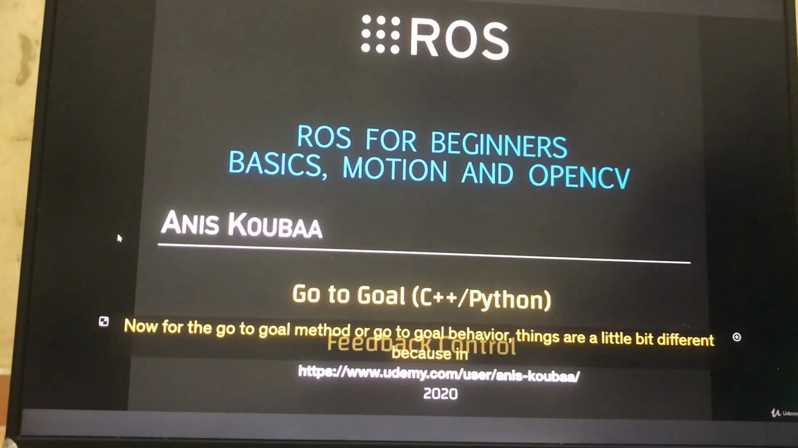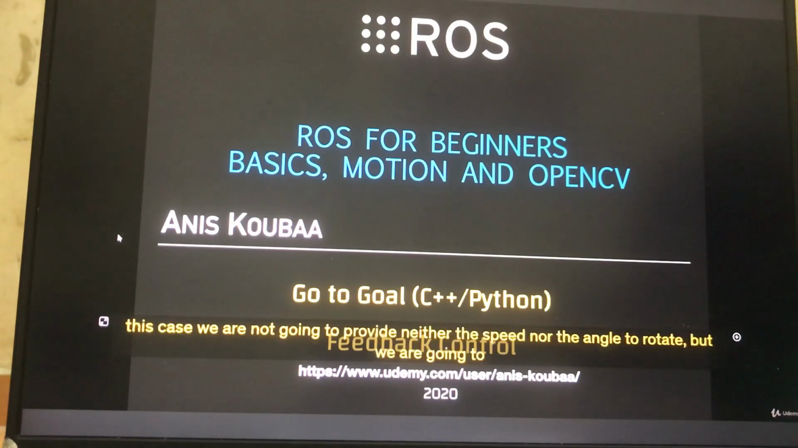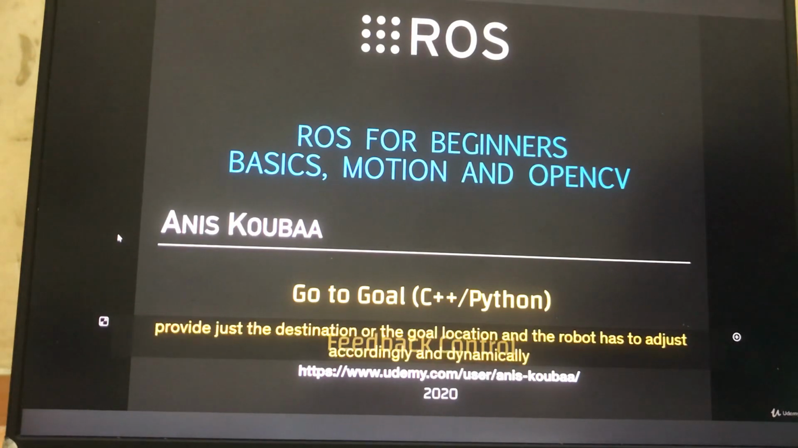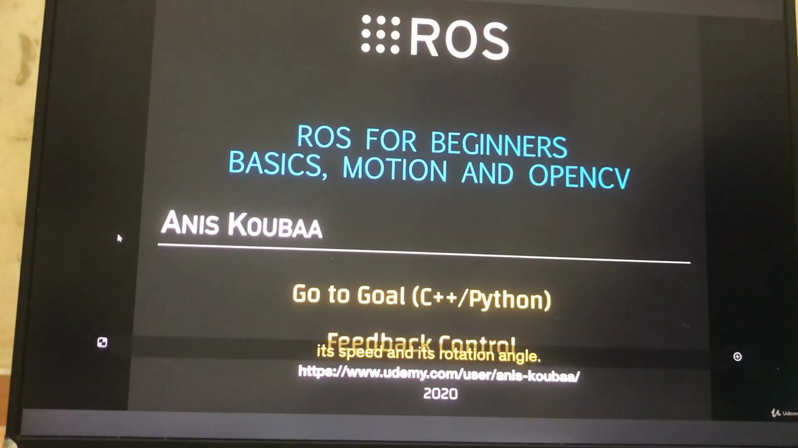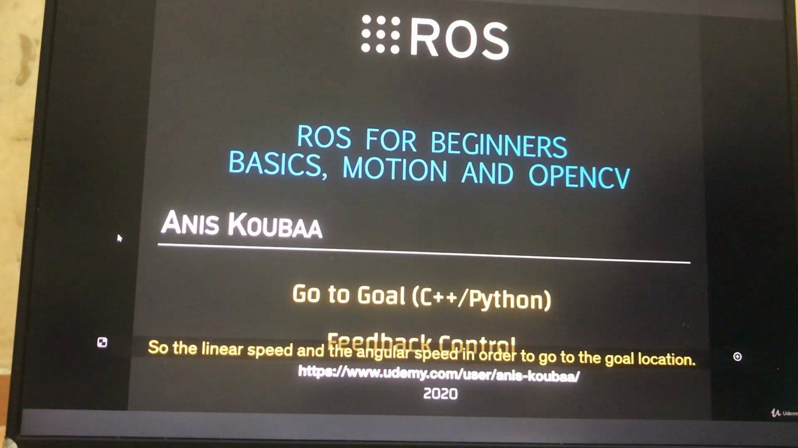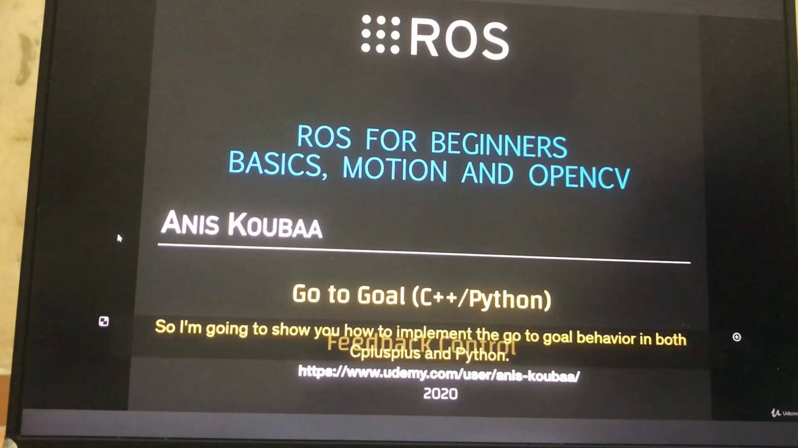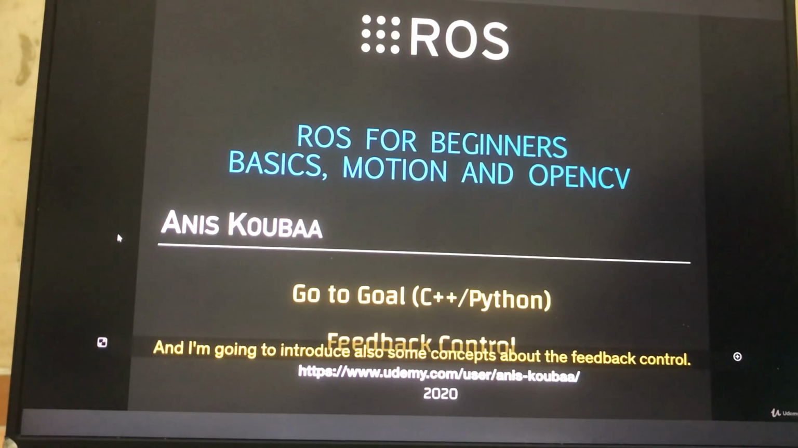Now, for the go-to-goal behavior, things are a little bit different, because in this case we are not going to provide either the speed or the angle to rotate, but just the destination or the goal location. The robot has to adjust dynamically its speed and its rotation angle, so the linear speed and the angular speed, in order to go to the goal location. I'm going to show you how to implement the go-to-goal behavior in both C++ and Python, and I'm also going to introduce some concepts about feedback control.